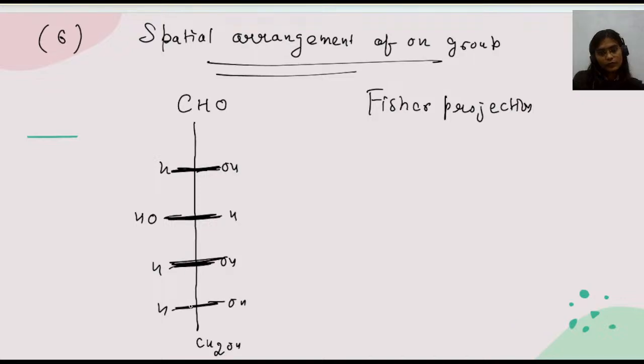Sometimes, if you are having a problem with this kind of structure, always write the total six carbons and then try to find out the structure there. So this is the simple Fischer projection of the alcohol.